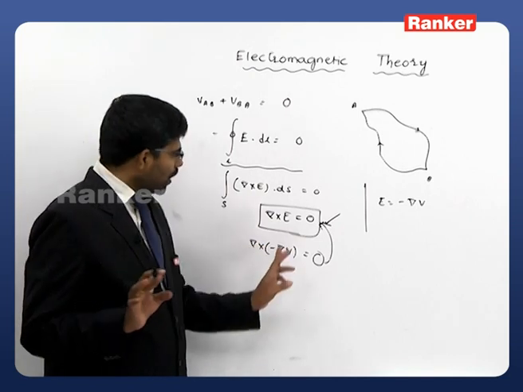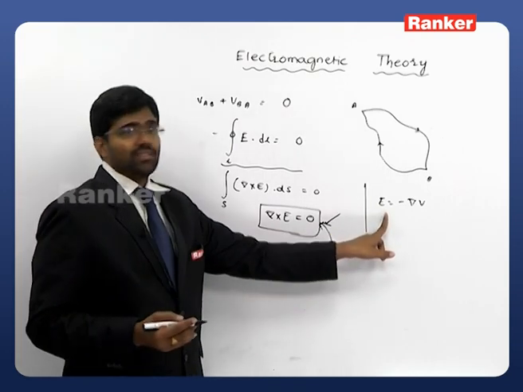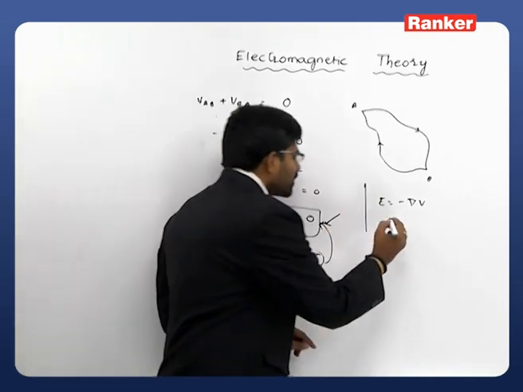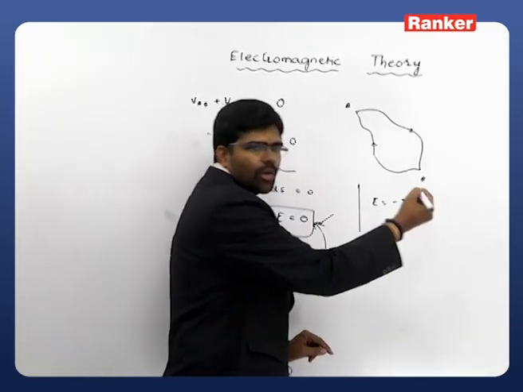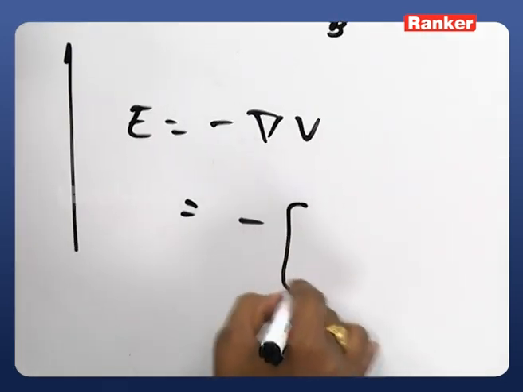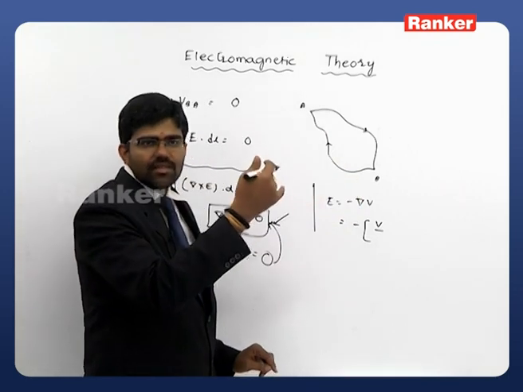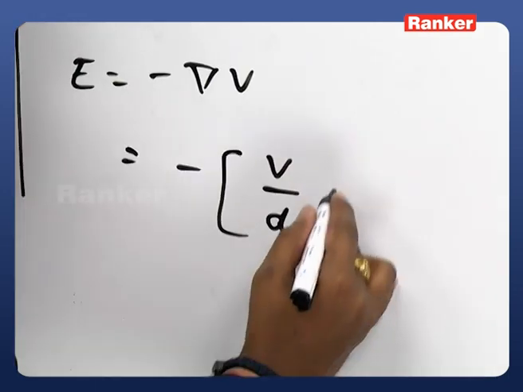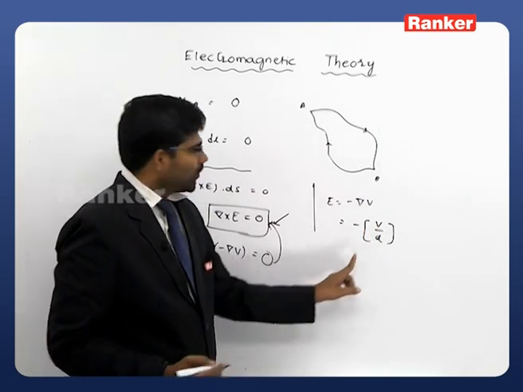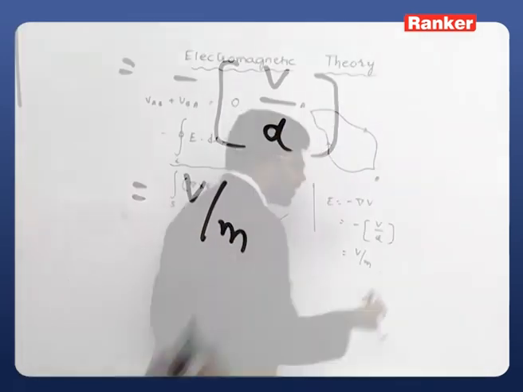Now from this, I will try to give you one more unit for this. So what is this? Minus gradient of V: dou by dou x of V, dou by dou y of V, dou by dou z of V, right? So I will write this as the potential divided by distance, x is distance, so that is minus V by d. So electric field intensity can be written as volt per meter.